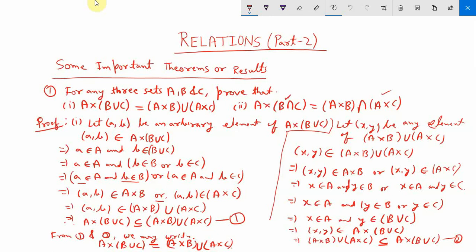Okay. In place of union only, we have intersection. So we will follow the same procedure and we can get this result.